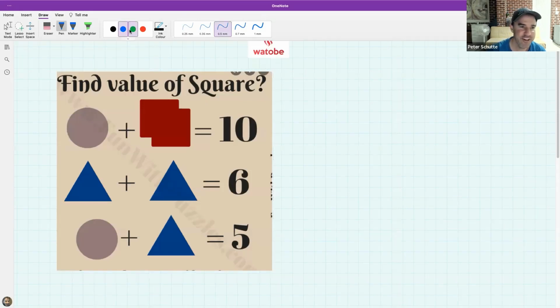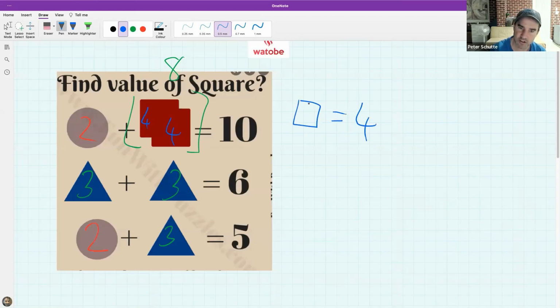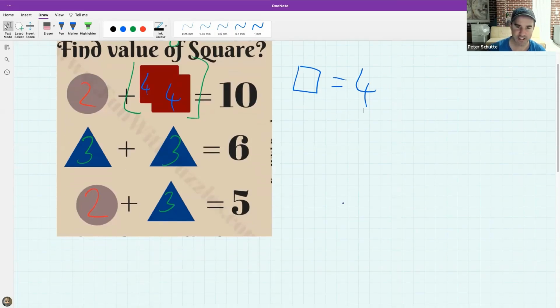Everyone's smashing this. So I can see everyone has said that a triangle is 3. And then you've said that a circle is 2. And I can see the answer. Okay, so maybe this wasn't quite tricky. So basically this whole thing has to be 8, but there's 2 of them, which means each square must be 4. And so the answer is 4. Too easy.